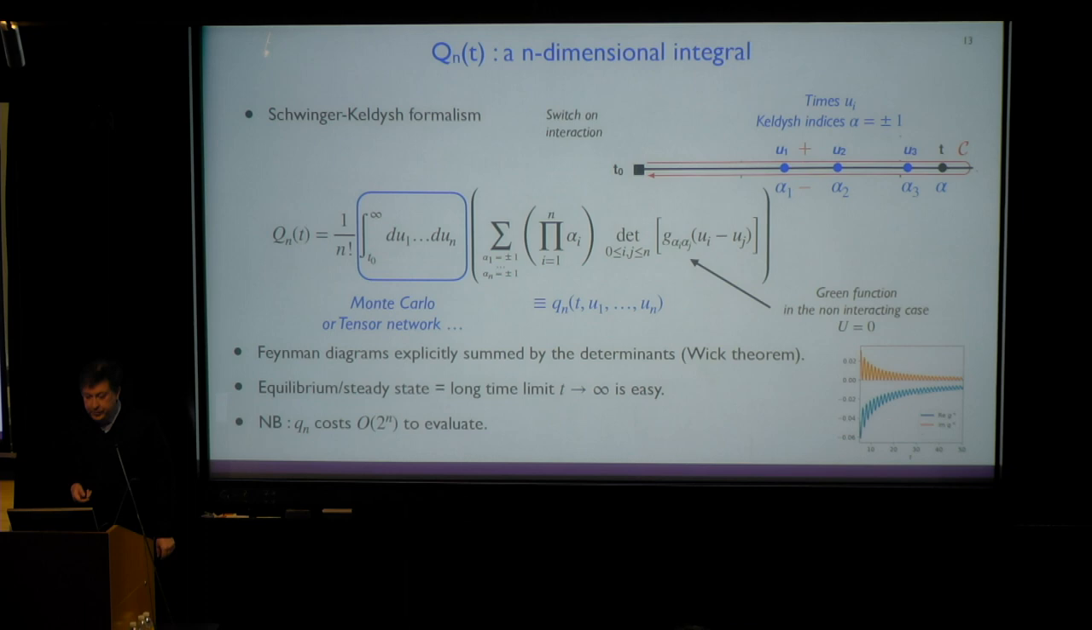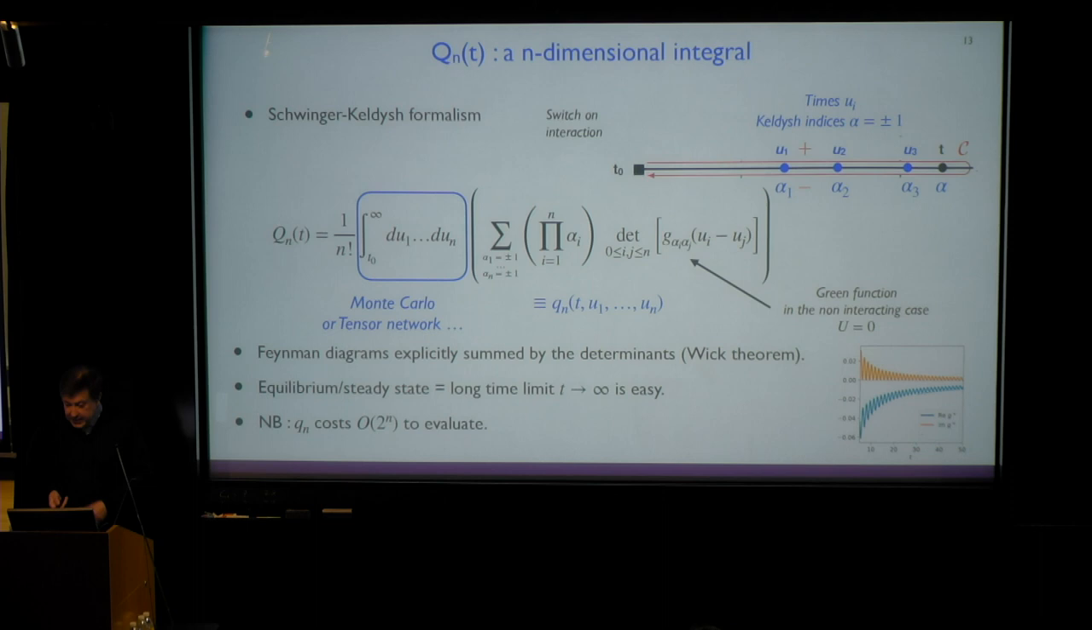Now, 2 points here. The first point is that this expression shows, and that was not realized early on, that you need to do the sum over the Keldysh indices explicitly here, that costs you 2 to the n, because there are 2 to the n indices. If you do that, there are massive cancellations in this sum, which makes the integral completely localized around the time t here, where you want to do the integral. So the integral is localized around t, which means I can push t to infinity immediately, and I can go to steady state. There is no problem going to long time. The price I'm going to pay is that I need to resum the series now. But sometimes I can do it.